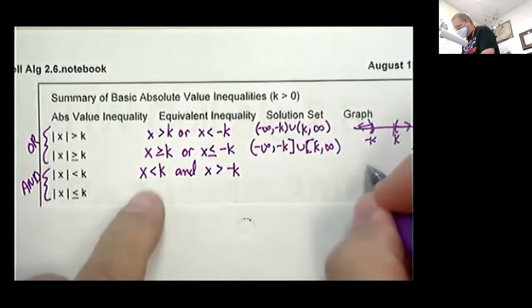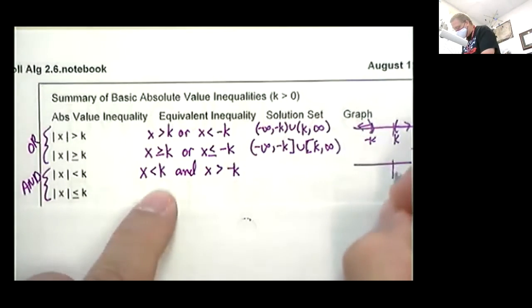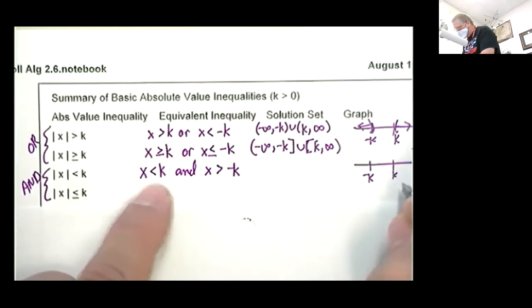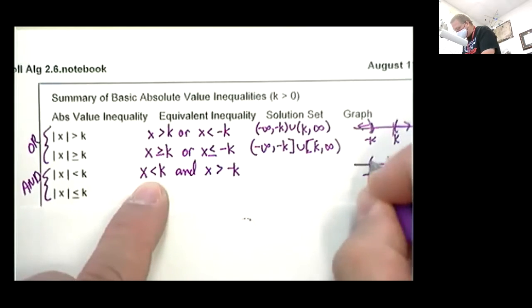Let's look at that graph. We have a positive k and a negative k. Positive is going to the left, negative is going to the right.